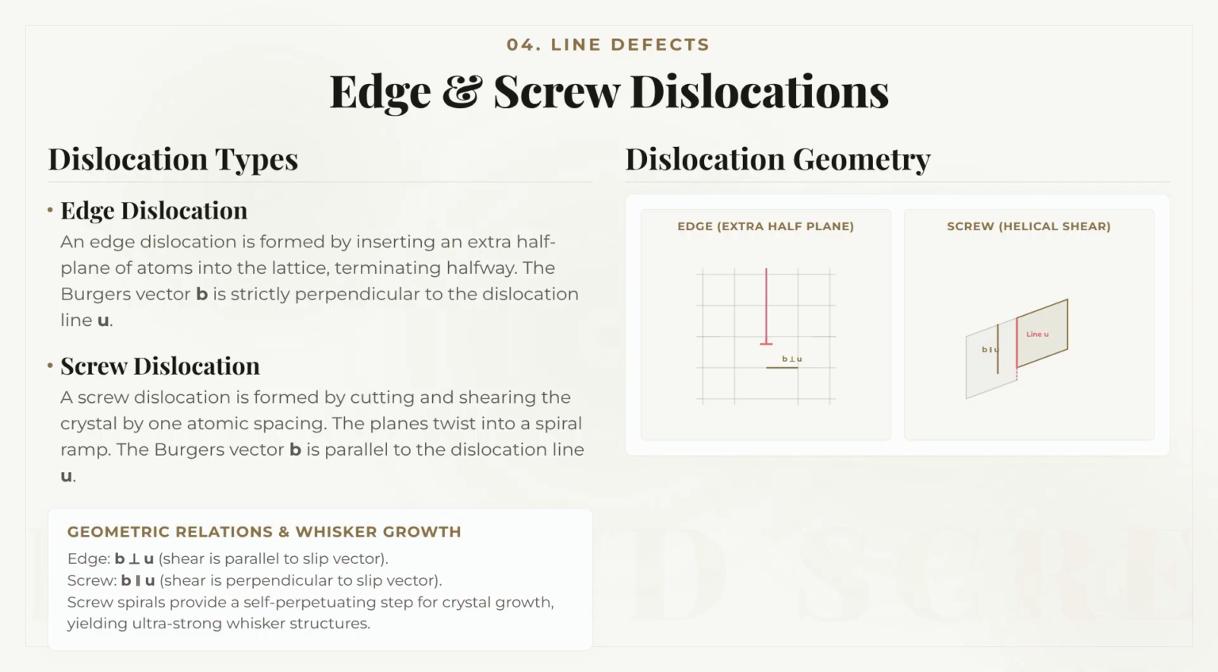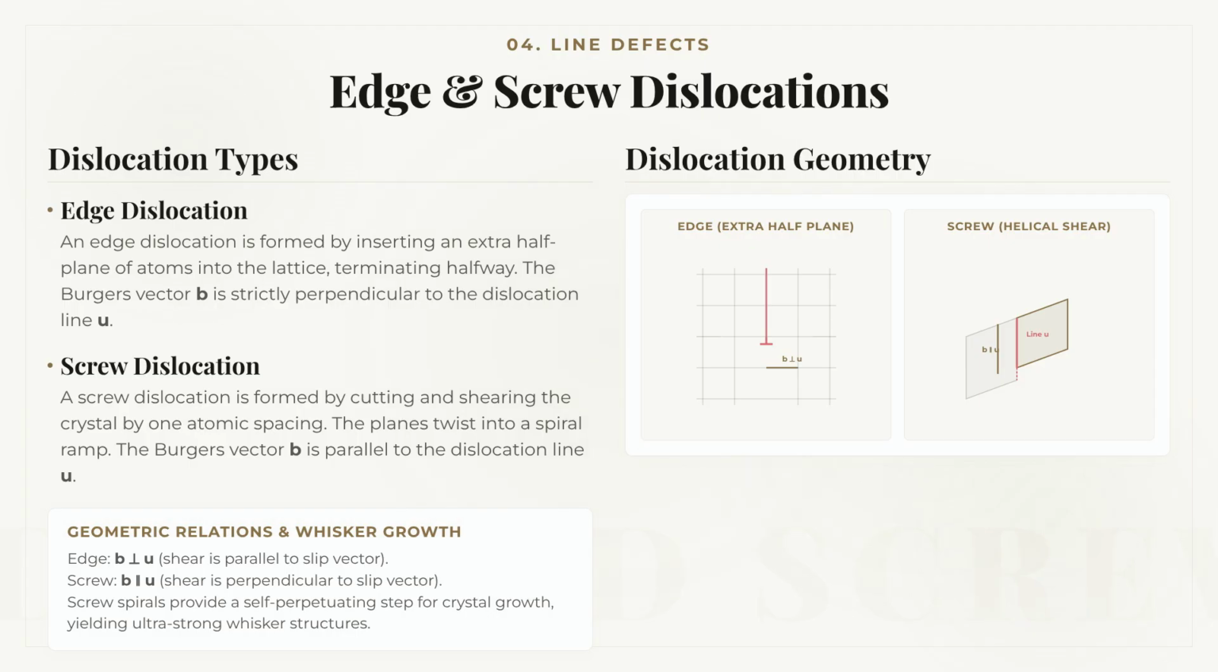For a screw dislocation, the Burgers vector is parallel to the dislocation line. This is the opposite of the relationship observed in edge dislocations. Screw dislocations play a very important role in crystal growth. The spiral structure continuously provides steps where new atoms can attach. Therefore, crystals can grow efficiently even when the surrounding environment contains only a small amount of material. This mechanism is responsible for the growth of very thin and extremely strong whisker crystals.